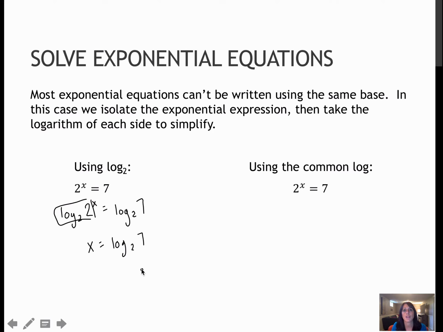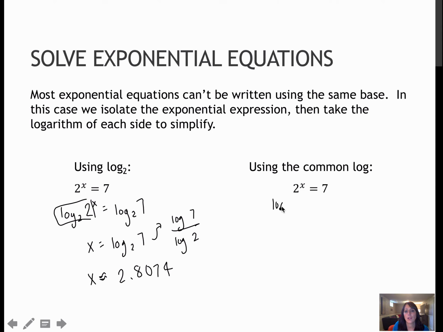Well, this is where we'd have to use that change of base formula in our calculator to put log base 10 of 7 over log base 10 of 2 and find that value in our calculators. And if they did ask me to round, I would get a value of 2.8074.